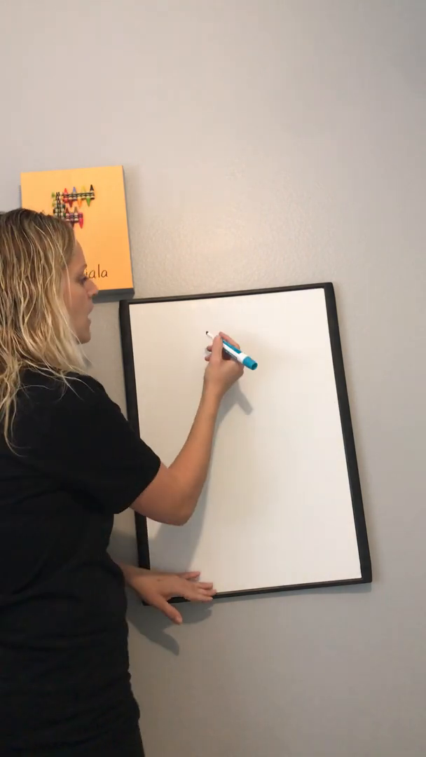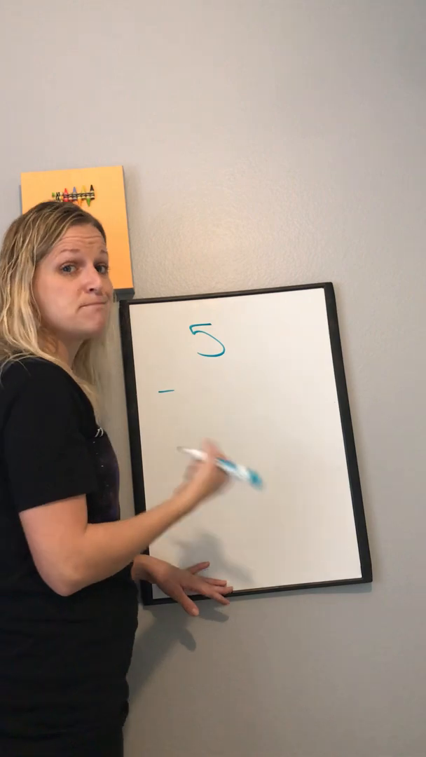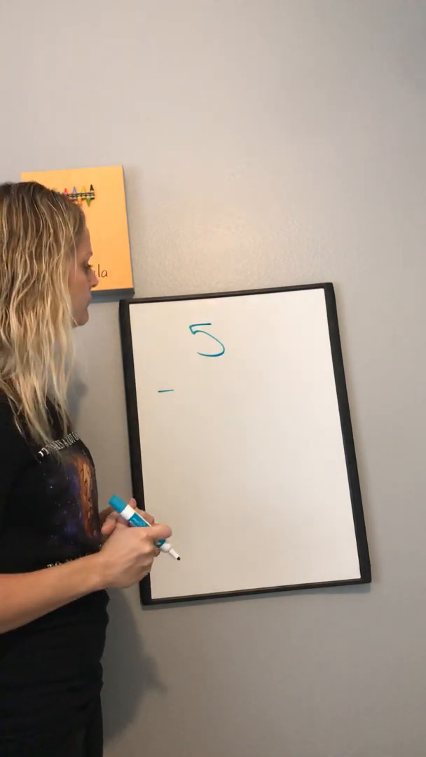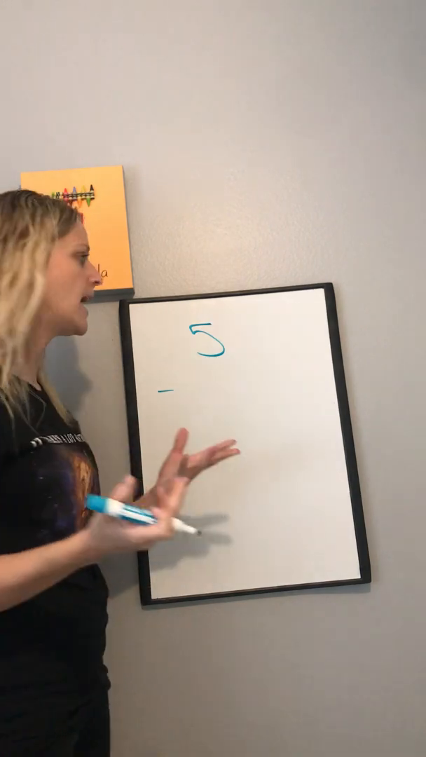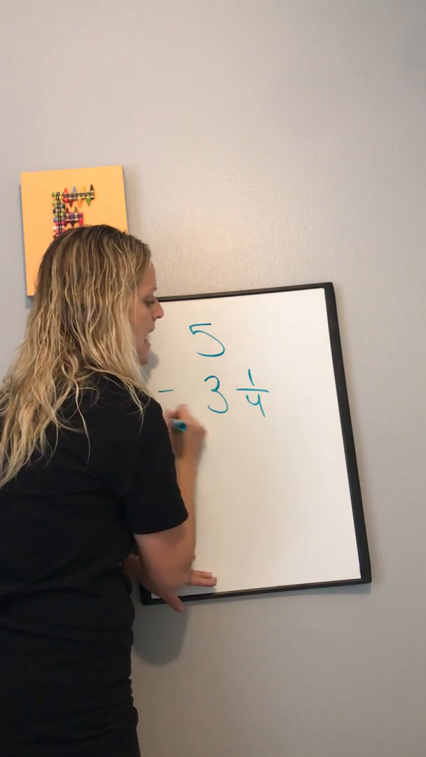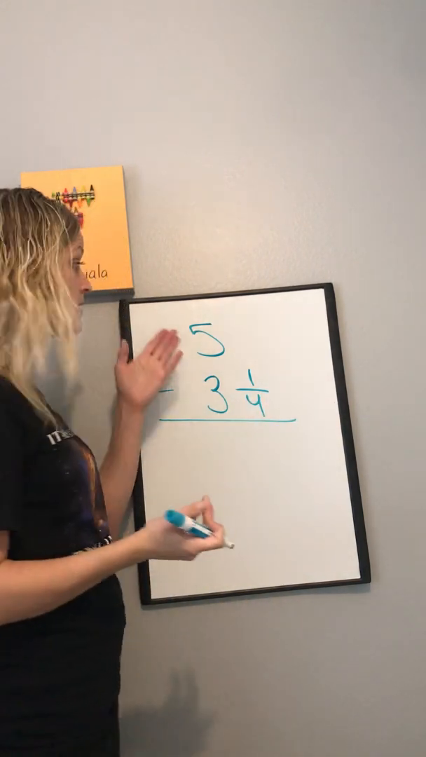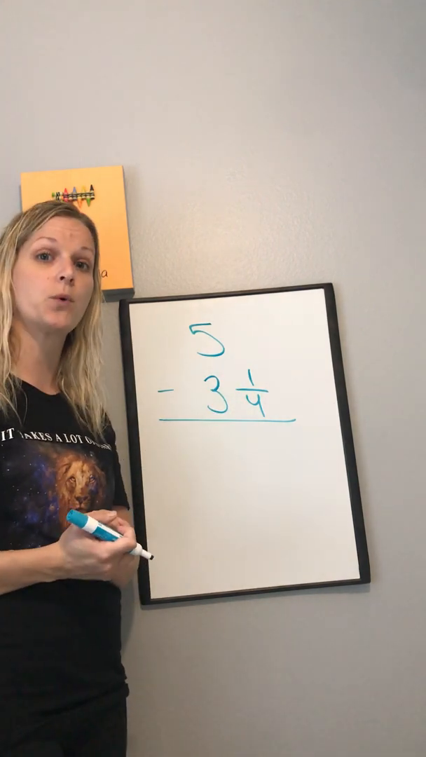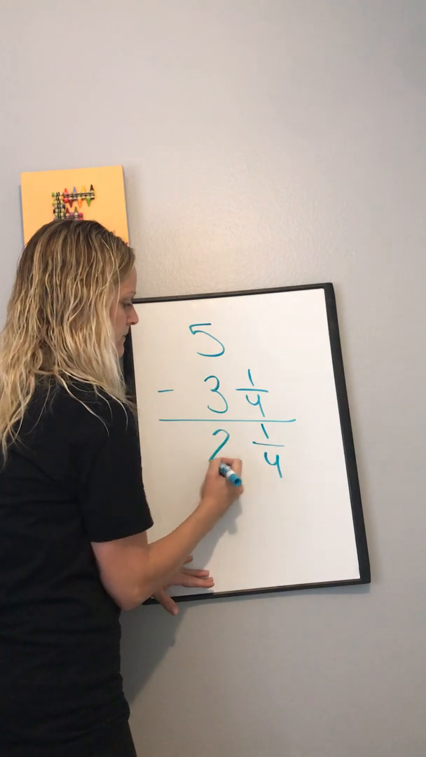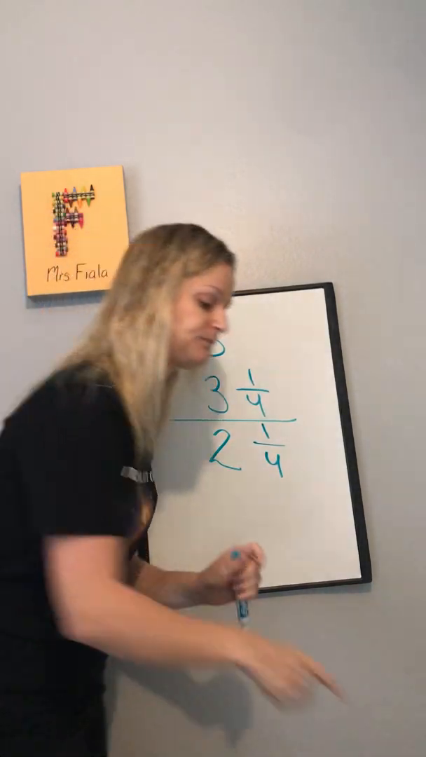Alrighty? I wanted to show you one where you just have a whole number minus a mixed number. For example, if I had 5 yards of fabric and I used 3 1/4 yards, how much fabric do I have left? Okay, so I have to subtract 5 minus 3 1/4. Okay? This is the answer I will get. And that is incorrect. Okay, and I'm going to show you why.